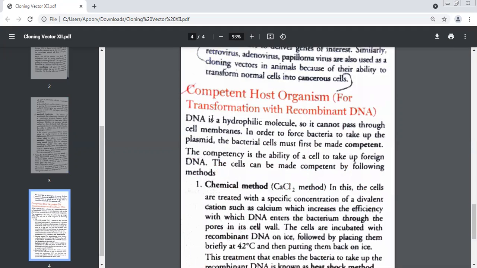Competent host organism for transformation with recombinant DNA. See, beta, DNA is a hydrophilic molecule, so it cannot pass through cell membranes on its own. Why? What is the nature of DNA?